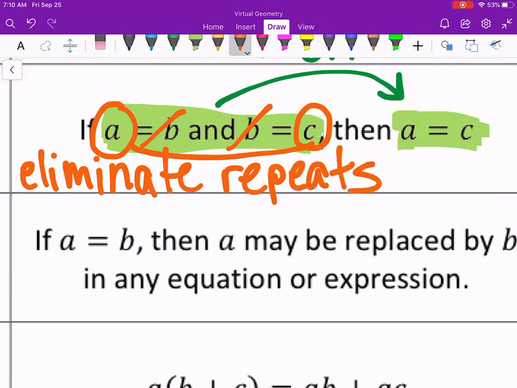Or we can eliminate repeats. So if B is repeated for both of those pieces, then I don't need it. Because if A is equal to B and B is the same thing as C, then my beginning and my end have to also be the same. So we can eliminate anything that's being repeated in our problems, and we're just left with A and C.